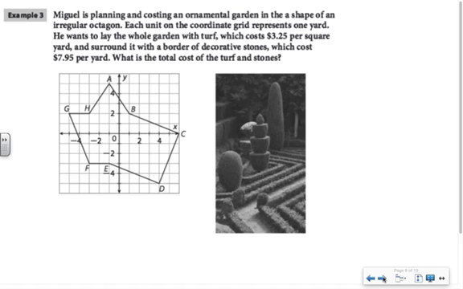In this next example, we have kind of a real-world situation. We're planning a garden, and its layout is given to us there on the screen. And we're going to lay the whole garden with turf, costing $3.25 per yard, and then surround it with a border of stones, which costs $7.95 per yard.